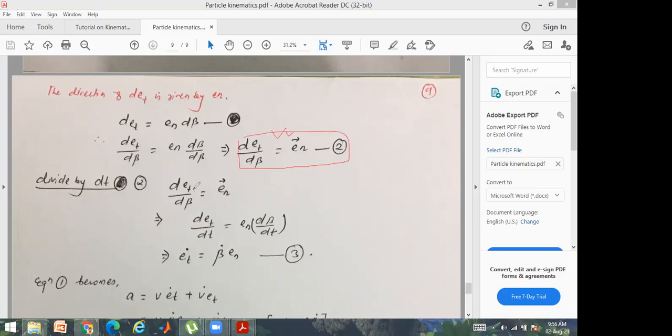अब det by dβ equals en छ भने I can integrate with respect to dt. यो गर्दाखेरि तिम्रो के आउँछ, I can write det equals en dβ. यो लेख्न सक्छु. यो लेखेपछि differentiating both sides with respect to dt, I can write det by dt equals en dβ by dt. So det by dt भनेको के हो, et dot हो. So et dot can be written as β dot en.